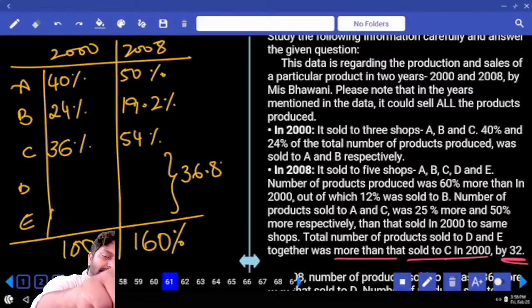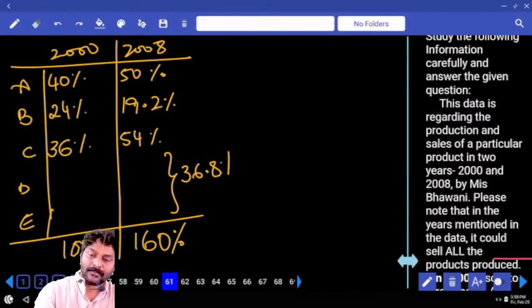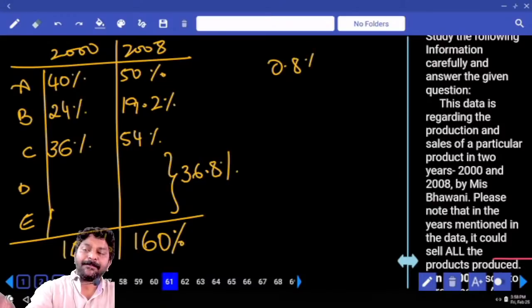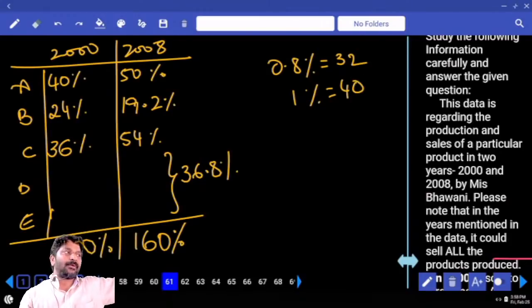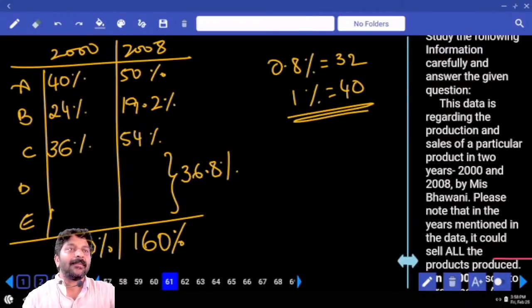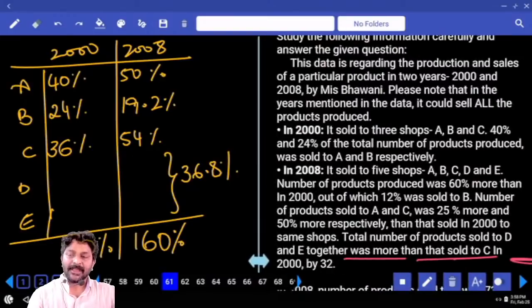So, conclusion, 0.8% is equal to 32, so what is 1%? 40. So wherever you want to convert a percentage value to a number, you just need to multiply it with 40. Okay, now continue.